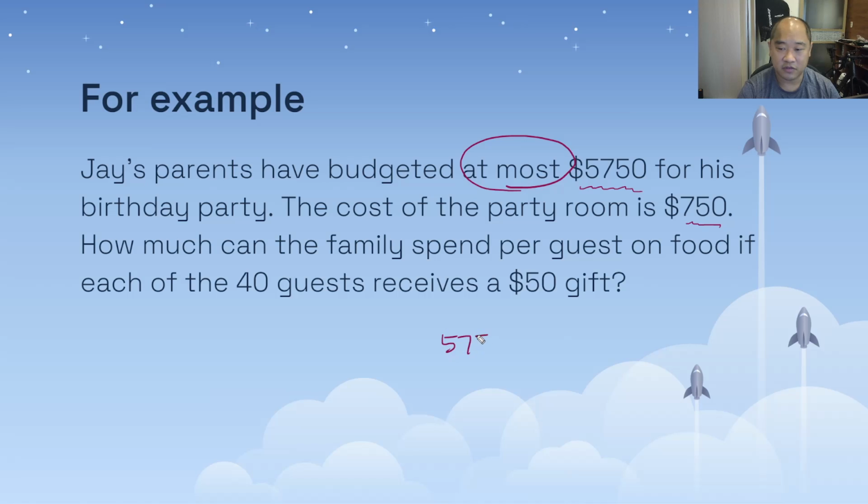So whatever is on this side of the inequality symbol is going to be smaller than or equal to 5,750, right? So what is it going to be? It's the number of guests. So something that we need to know is how much they spend on each guest for food. So we'll just say F is equal to money spent per guest.